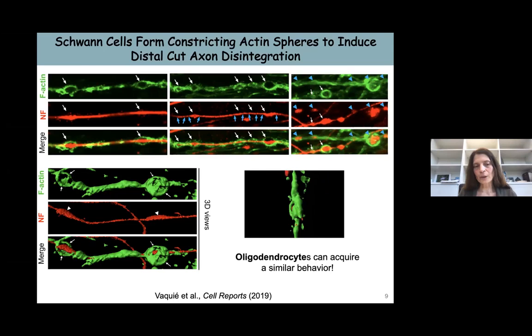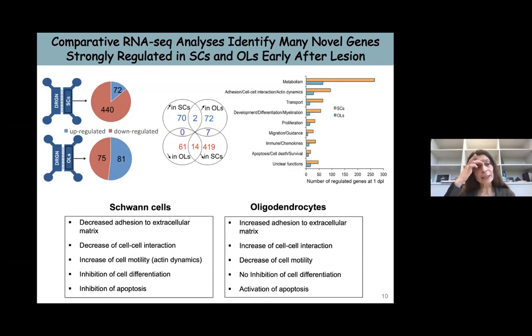So what I want to show you also is what we can do with this model. You can do RNA-seq and you need only one chamber. You have enough material with one chamber to do RNA-seq. So that's what we did. We took the content of the myelinating cell chamber, so either Schwann cell or oligodendrocyte. And what we compared is the gene regulation at 1 day post-lesion as compared to no lesion.